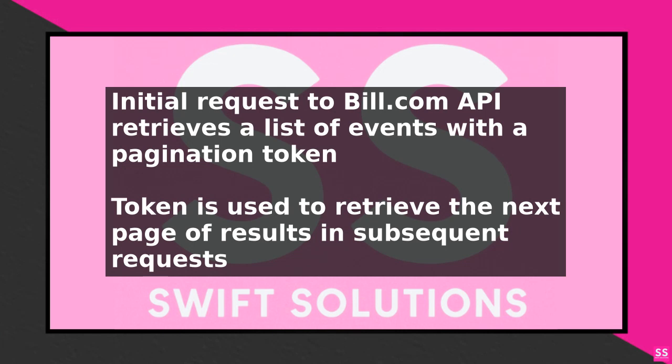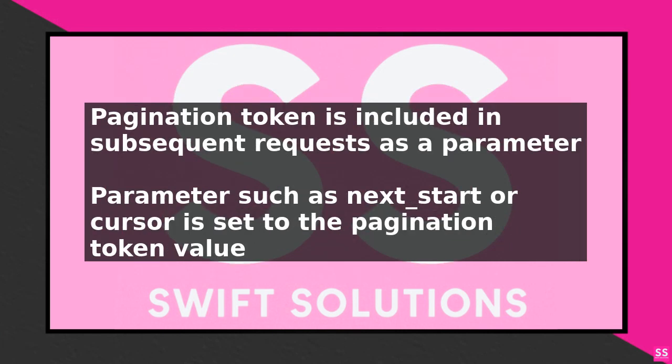For example, if you are using the Bill.com API to retrieve a list of payments, your initial request might look like this. You send a GET request to the payments endpoint. The response will contain a list of payments and a pagination token. To retrieve the next page of payments, you send another GET request to the payments endpoint, but this time you include the pagination token in the request.